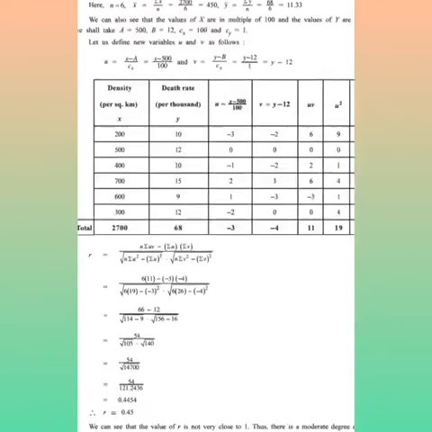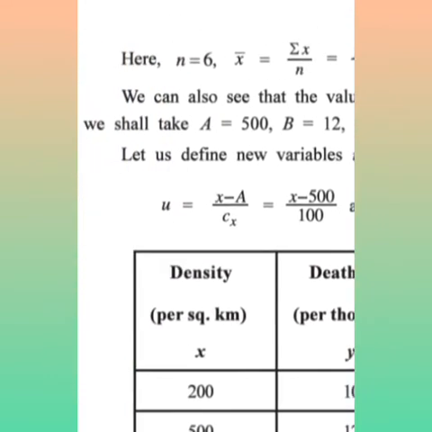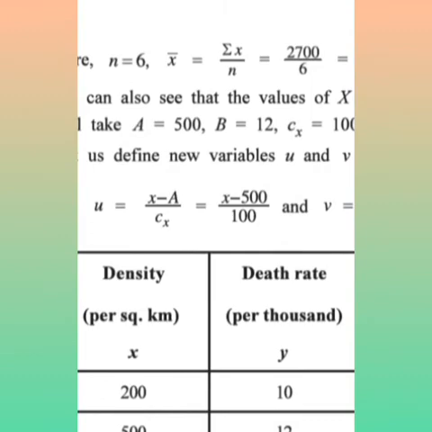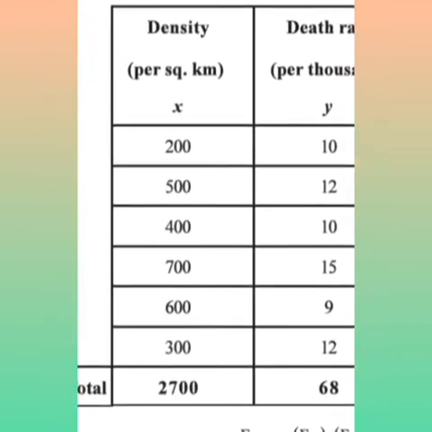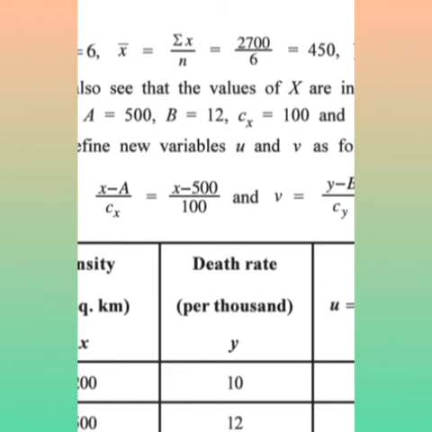Again, what is our first step? Our first step is to actually find out the mean. Over here, basically there are 6 different pieces of information, right? So n means 6. We'll find out the mean, this x bar, sigma xi upon n, right? Sigma xi that you are going to get is 2700, right? So 2700 divided by 6 gives you 450.